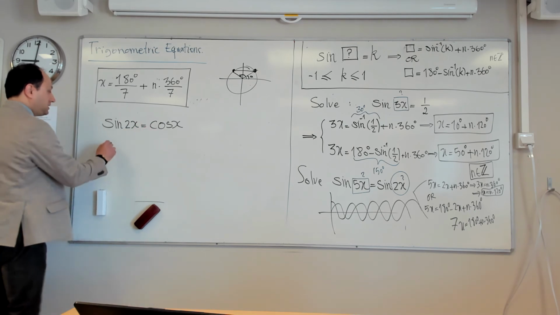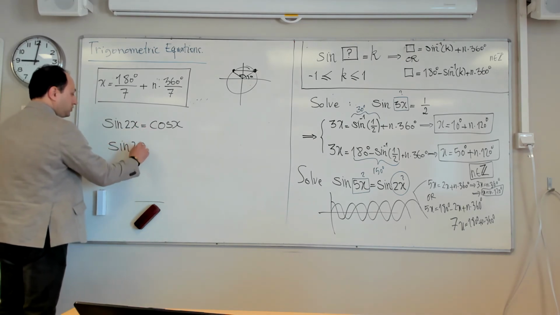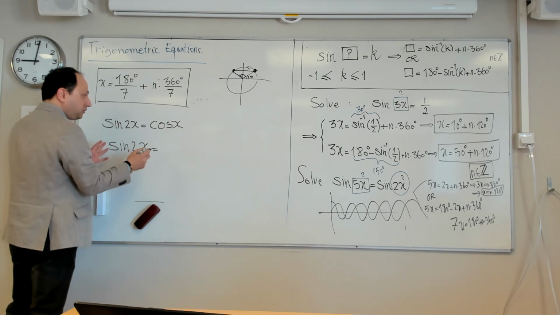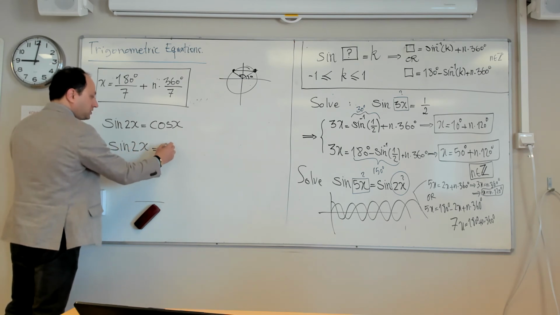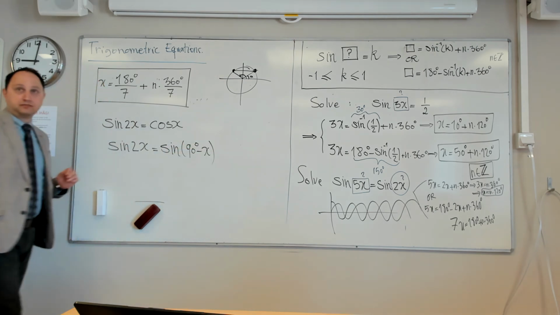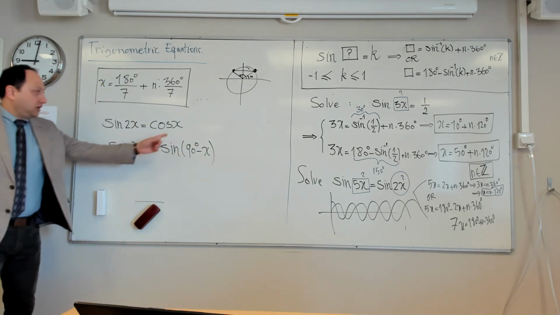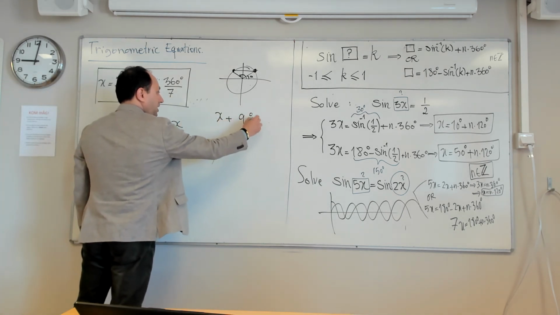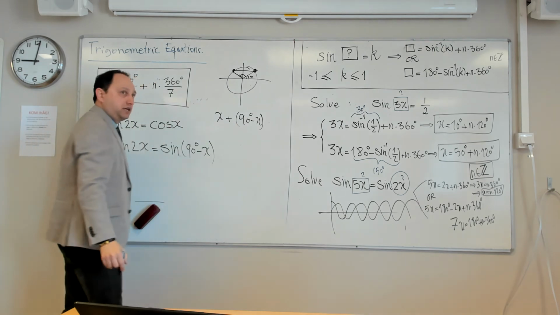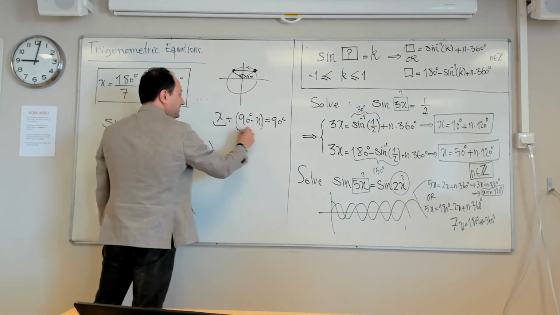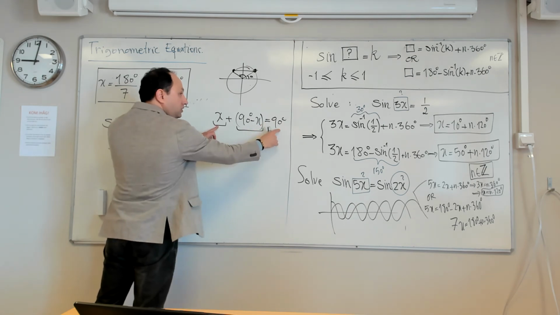So this is the end of the story. Yeah? So I would write sine 2x, but instead of cosine x, I write something which is related to sine. So it becomes sine of 90 degrees minus x. Yes? Because x plus 90 degrees minus x, if I ask you what is this combination, you would say it is 90. So this is one angle, this is another angle. They are adding up to 90.